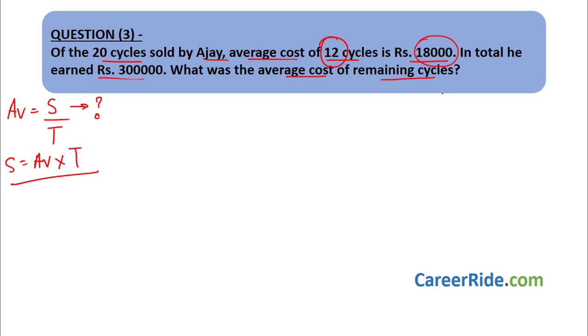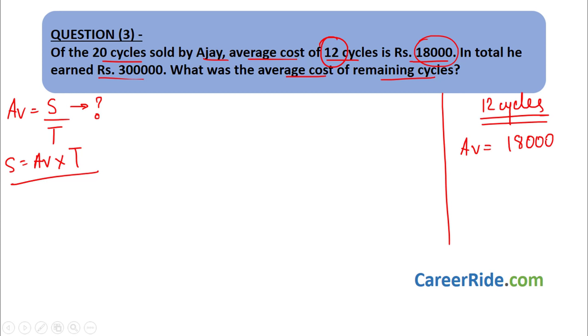So let us calculate over here for 12 cycles. What is the average cost for 12 cycles? 18,000. What does that mean? That means that Ajay sold 12 cycles, right? And he collected some money. Let the amount be X, Y, Z, some money he collected. And he saw that whatever the money is there, average money collected for each cycle is nothing but rupees 18,000. That means each cycle, if sold for 18,000, he'll get this much money. So he sort of sold every cycle for 18,000 rupees. These 12 cycles, he sold for 18,000 rupees.